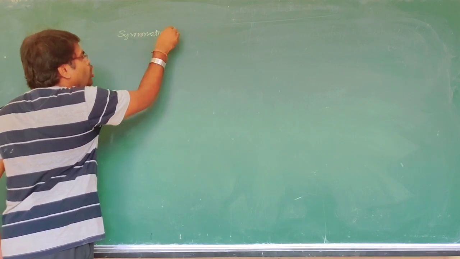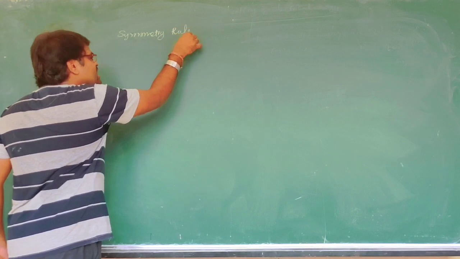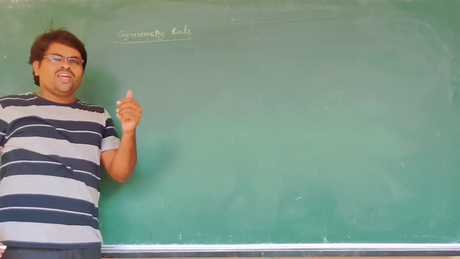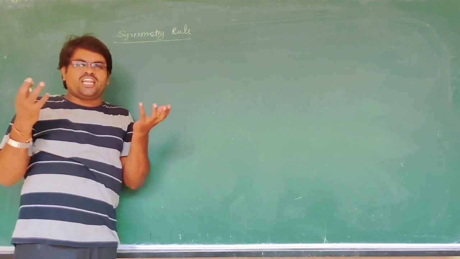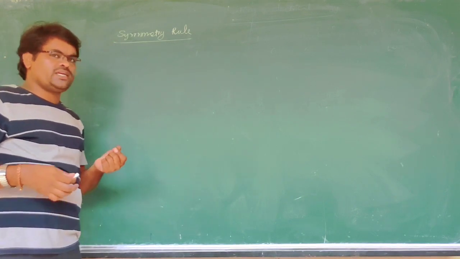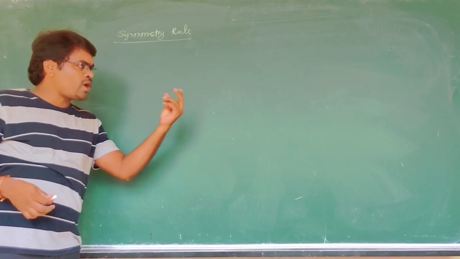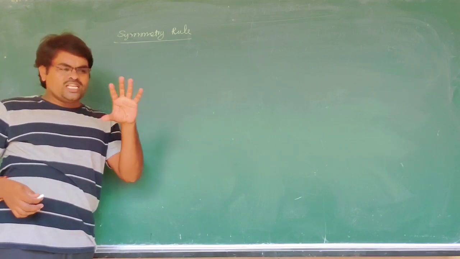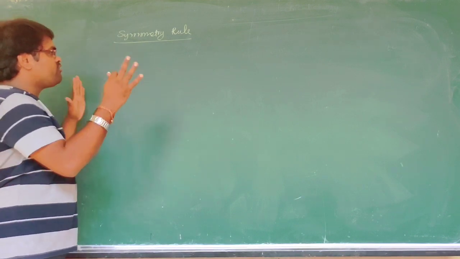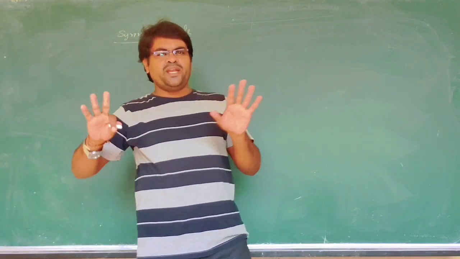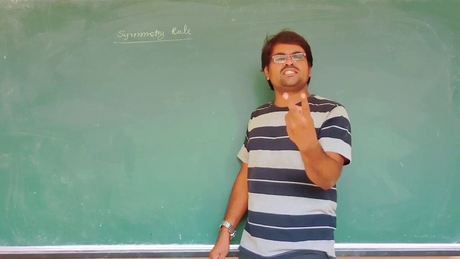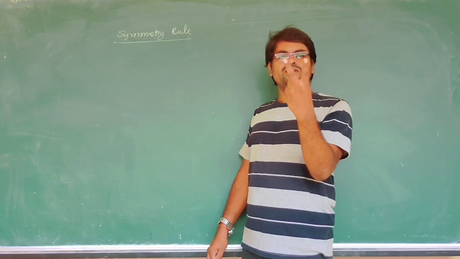The symmetry rule. If we know this rule beforehand, we won't waste time. Why? It's a very simple trick. Just by seeing the problem, we can simply say the answer. Very simple. In this symmetry rule, we remember the two simplest rules.